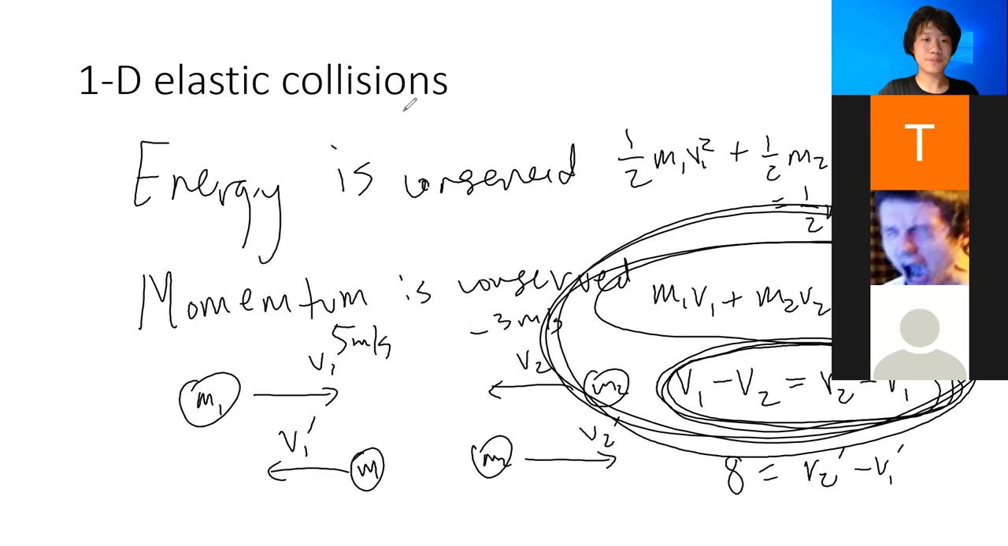But when we later get into 2D elastic collisions, the second equation here is not going to be valid. This is only valid for a 1D elastic collision. So it's really important that you write these equations down, okay? Does anyone need more time to write these down?